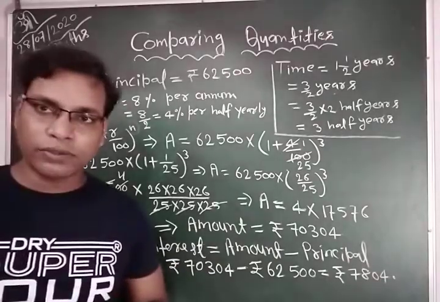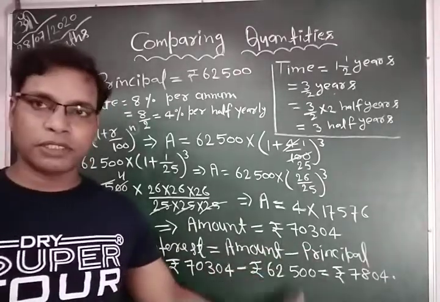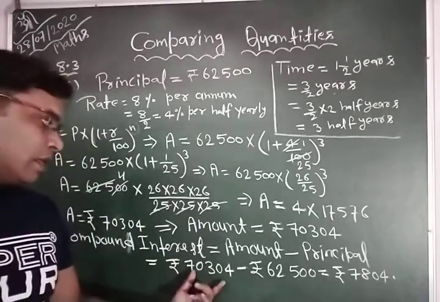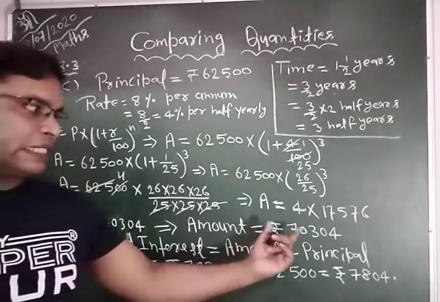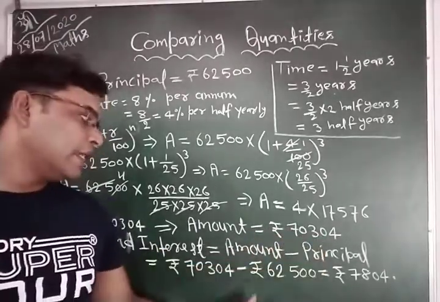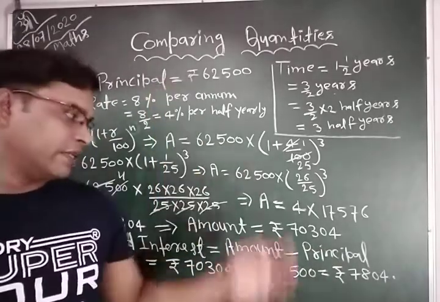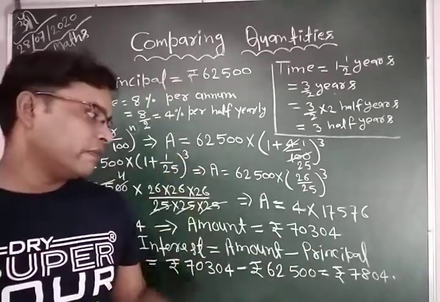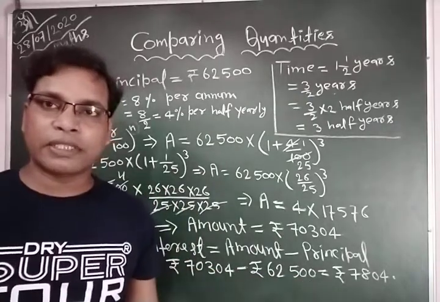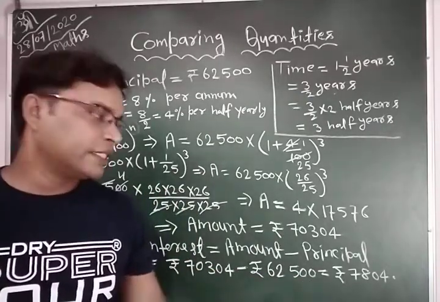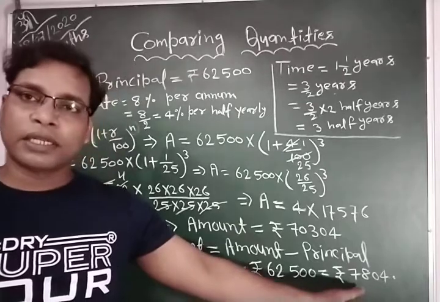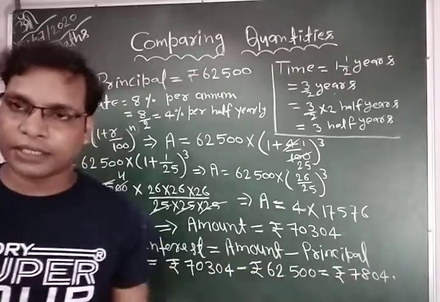After this we find compound interest. Compound interest is equal to amount minus principal. Amount is 70,304 and principal is given 62,500, and we subtract it. We find 7,804. This is the compound interest.